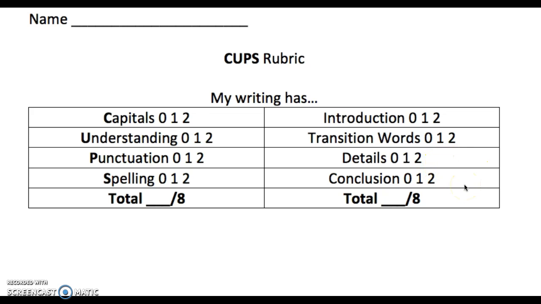And your conclusion. If you did not have a conclusion, circle 0. If you did part of your conclusion, circle 1. If you did your whole conclusion, which is the ending, circle 2. Then add up all the numbers you circled and put the total at the bottom.